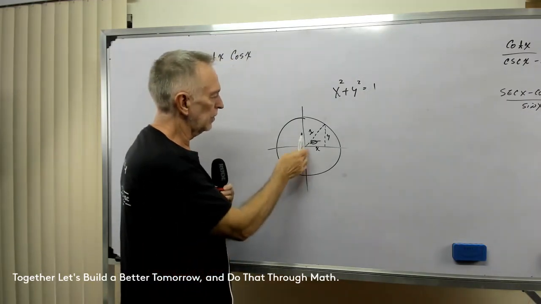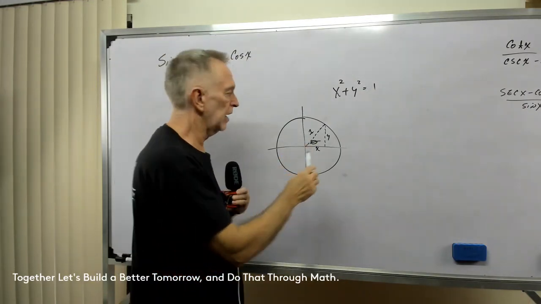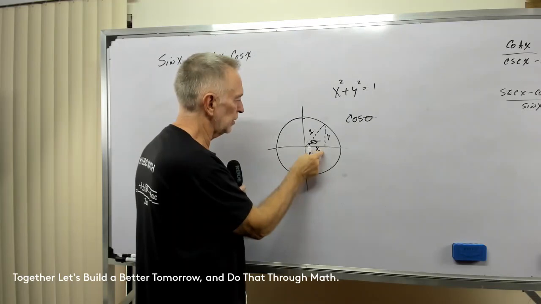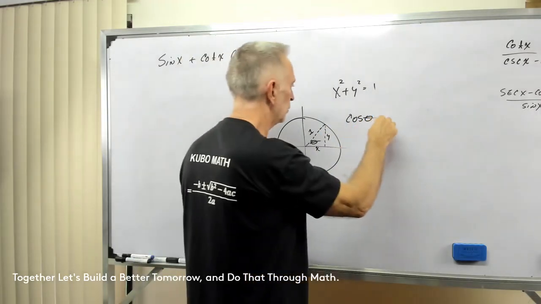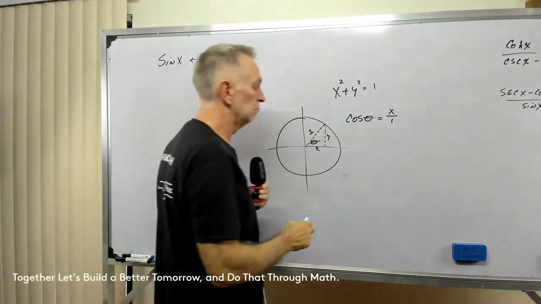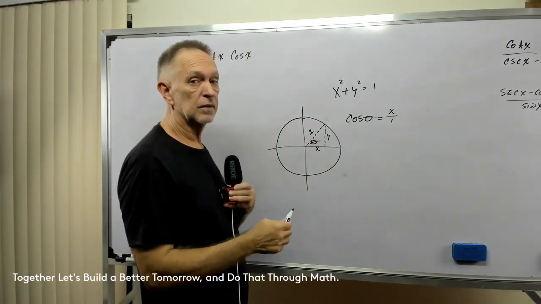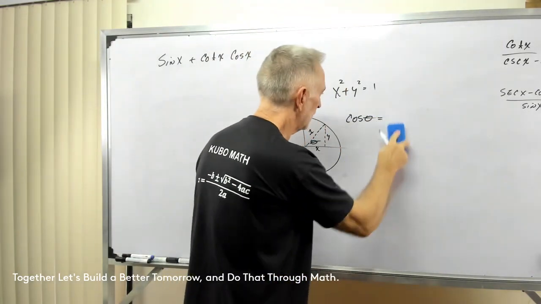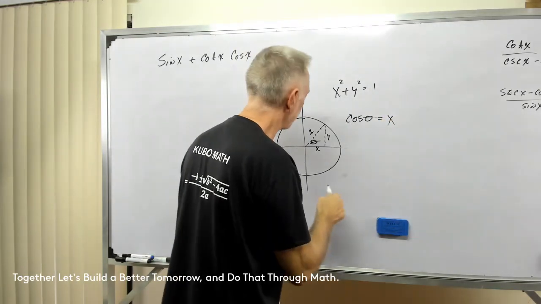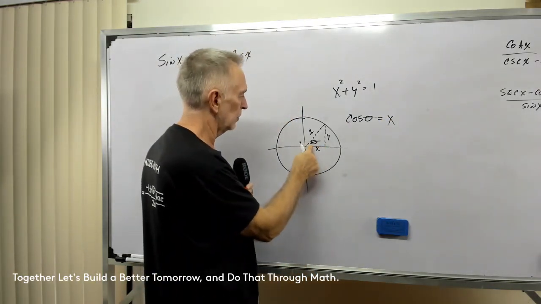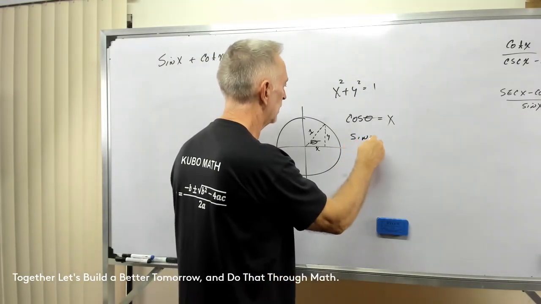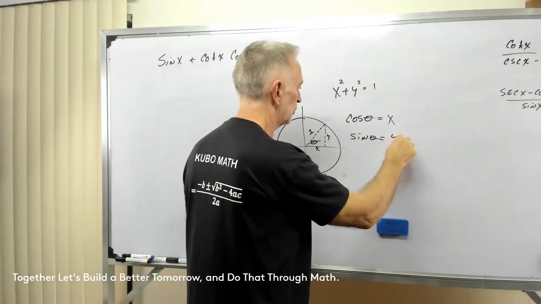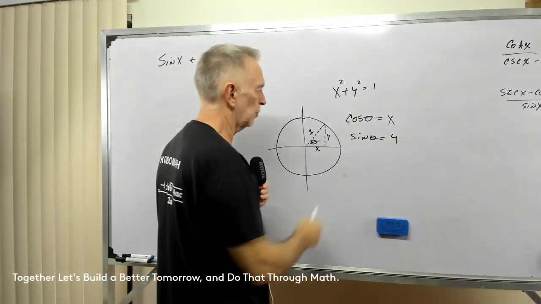Okay, well, let's look at the angles here. Let's look at cosine of the angle. Say cosine of theta, we know cosine is the adjacent divided by hypotenuse. So it's x over 1. Well, x over 1 is just x. So cosine of theta is equal to x. Well, let's look at sine of the angle. So sine of theta equals the opposite over hypotenuse, which is y over 1, which is just y.